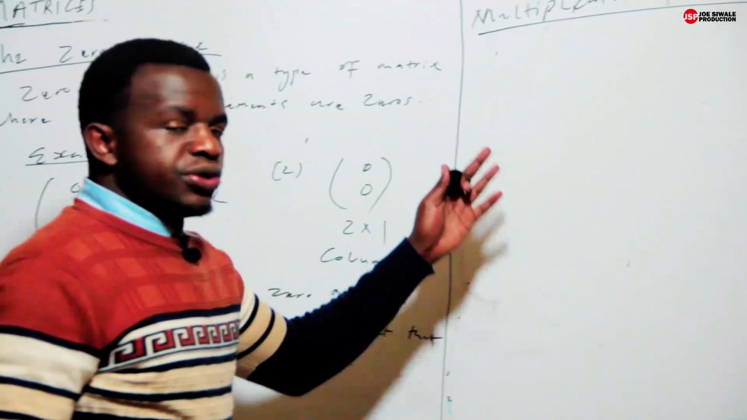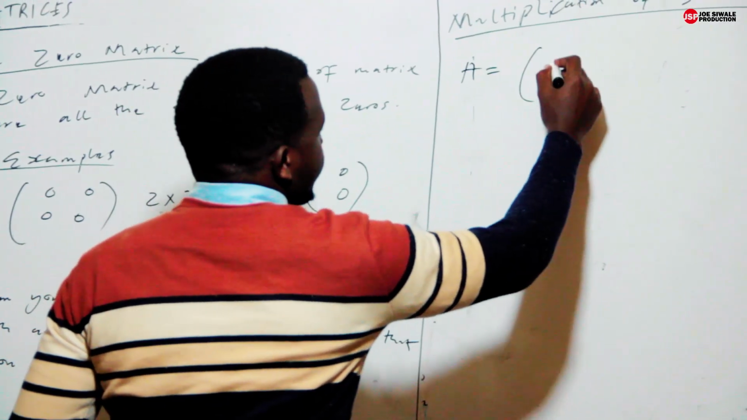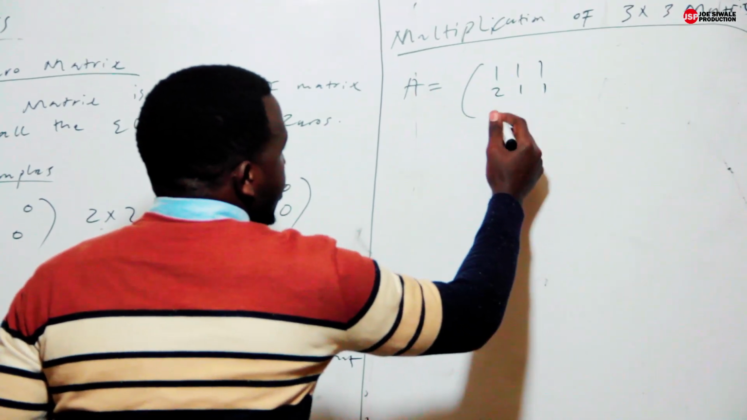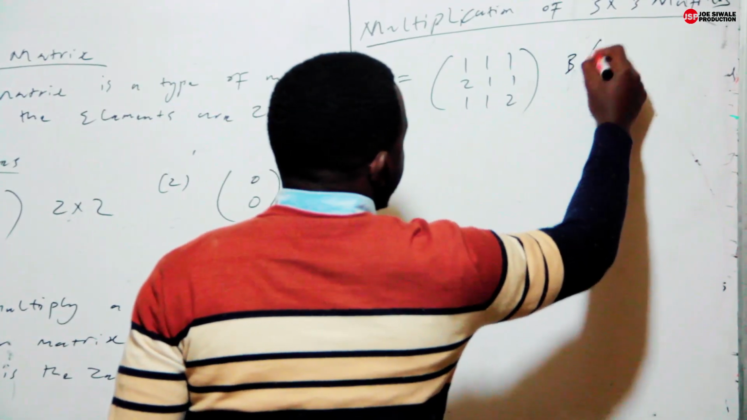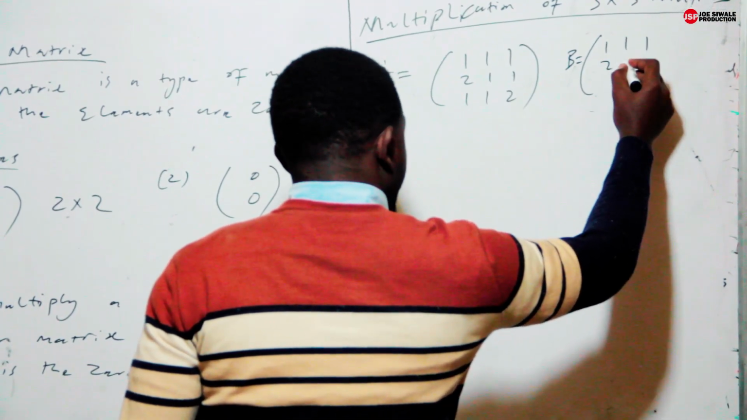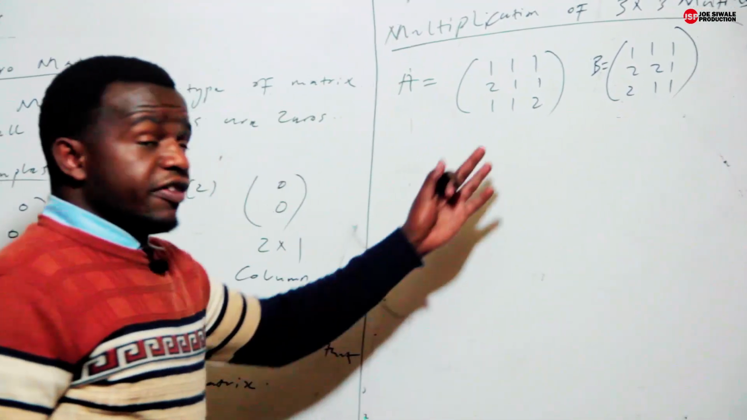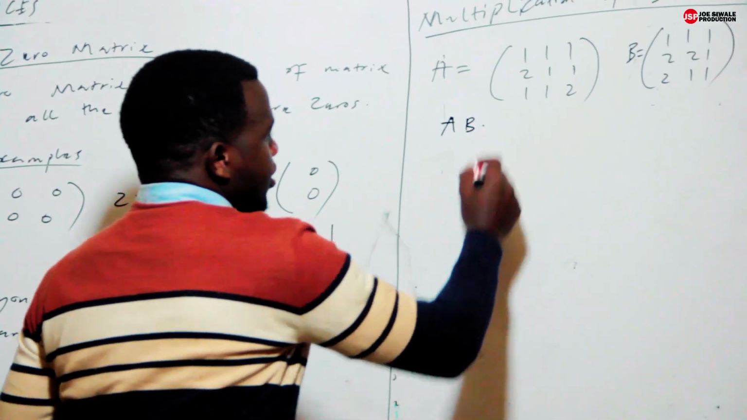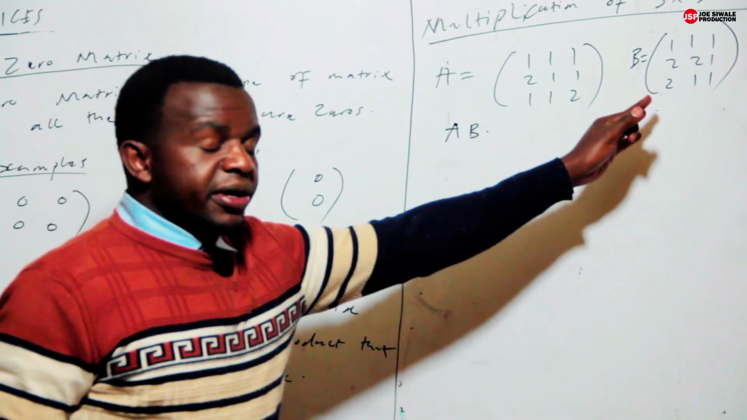And for this one, we're going to use this example. Let us consider that matrix A is 1, 1, 1, then 2, 1, 1, then 1, 1, 2. Then matrix B is 1, 1, 1, then 2, 2, 1, then 2, 1, 1. And you have been told, can you find the product AB? So this means that we have to multiply matrix A and matrix B.